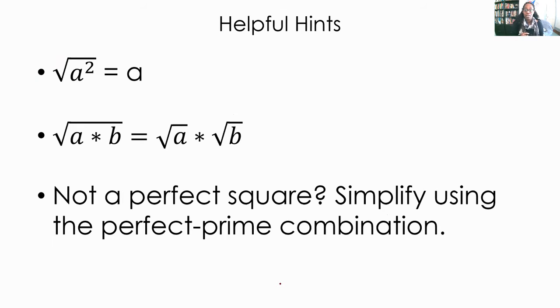One of the things that we need to look at is those helpful hints. The square root of a squared is equal to a. The reason why is that the square root and the square are inverses of each other. They cancel each other out, just like addition is the inverse of subtraction, and multiplication is the inverse of division. But if you have a number that's not a perfect square, you can split it up. The square root of a times b gives me the square root of a times the square root of b. Now, if you don't have a perfect square, try the prime factorization.